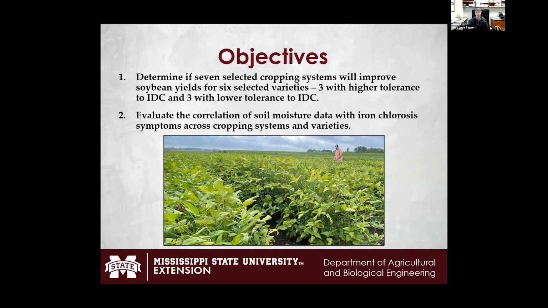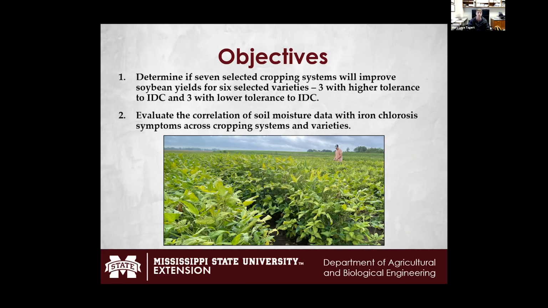So our objectives for this project were, one, to determine if 7 selected cropping systems could improve our soybean yields across 6 selected varieties. With these varieties, we had 3 that were identified with a higher tolerance and 3 with a lower tolerance to iron chlorosis. So within that, we wanted to see if we could implement some cropping systems that were able to improve the soybean yields among these varieties.